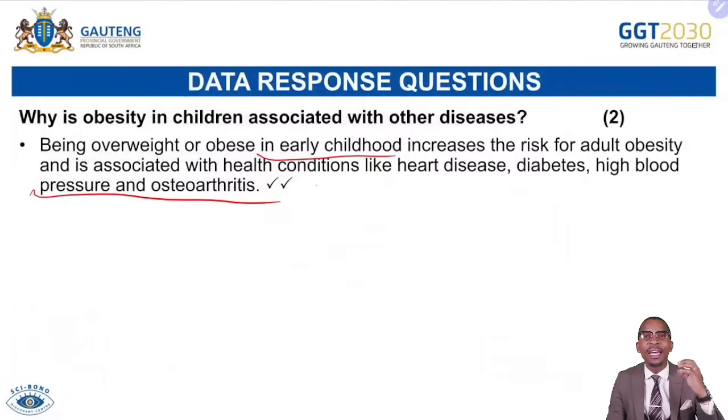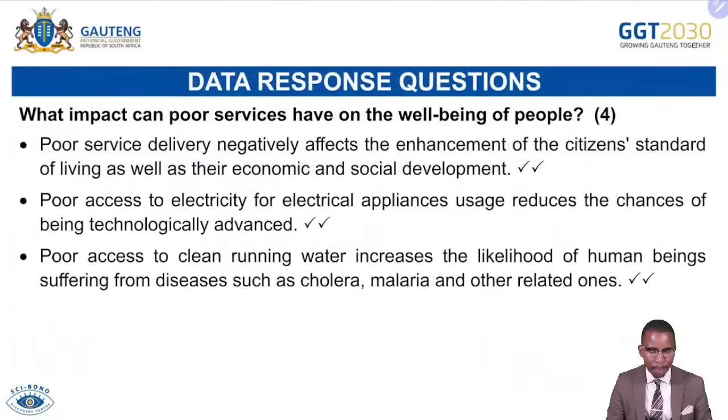You find yourself not functioning very well, which will be attracting diseases like high blood pressure. It's very common. Being diabetic is also common. That's why, as for our indicators for health, we are against obesity because it attracts so many unnecessary diseases to an individual. What impact can poor service delivery have on the well-being of people?